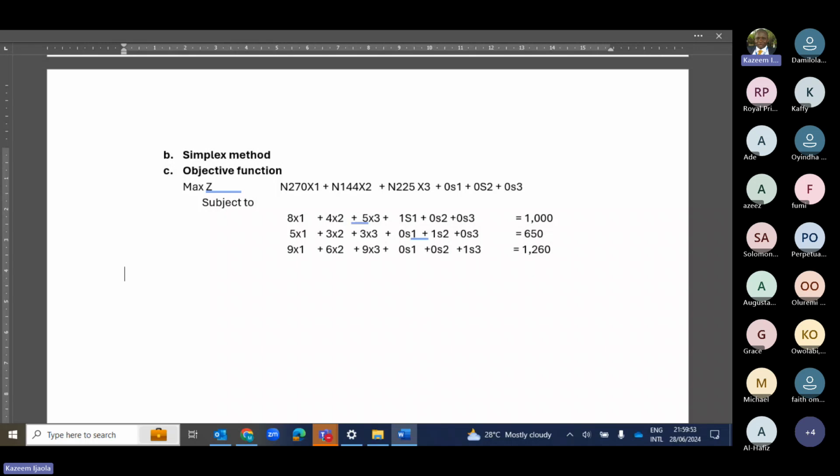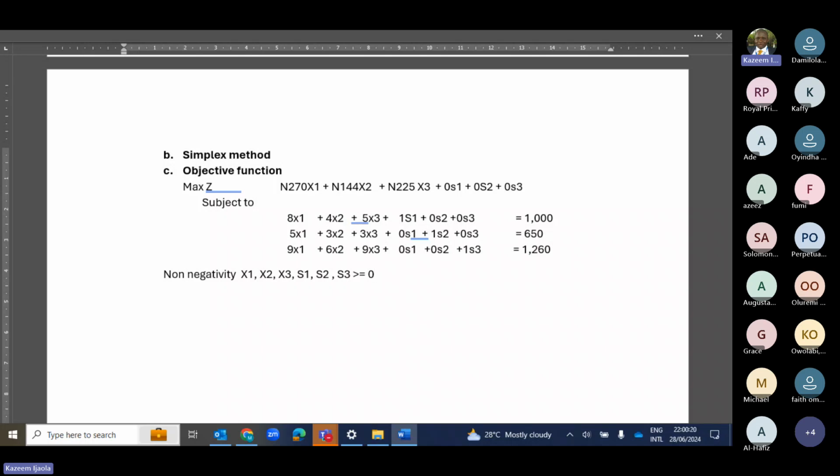Then you now say non-negativity. It will be x1, x2, x3, s1, s2, s3. Everything will be greater or equal to 0. So now we have formed our simplex problem.